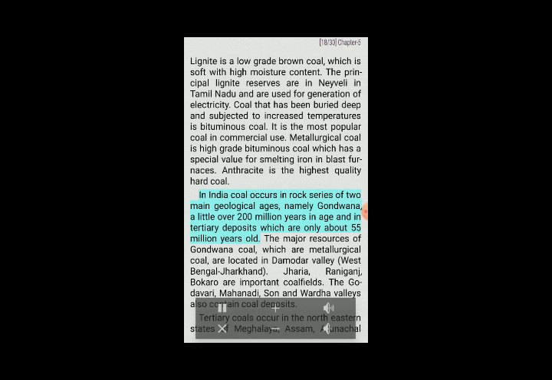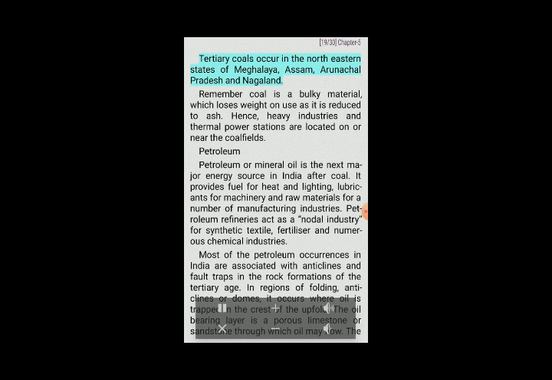In India, coal occurs in rock series of two main geological ages, namely Gondwana, a little over 200 million years in age, and in tertiary deposits which are only about 55 million years old. The major resources of Gondwana coal, which are metallurgical coal, are located in Damodar Valley, West Bengal, Jharkhand. Jharia, Raniganj, Bokaro are important coalfields. The Godavari, Mahanadi, Son and Wardha valleys also contain coal deposits.